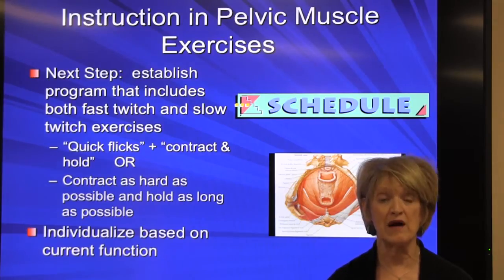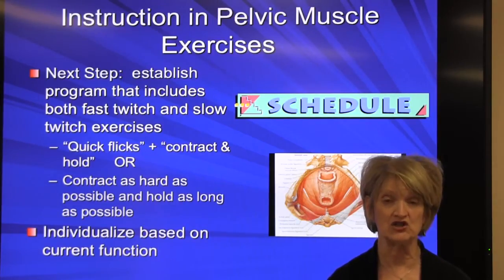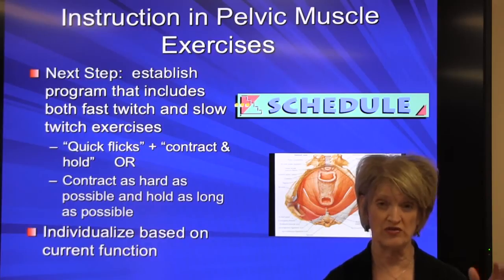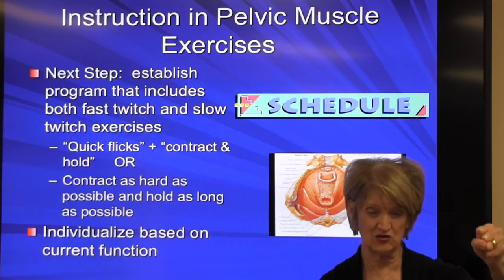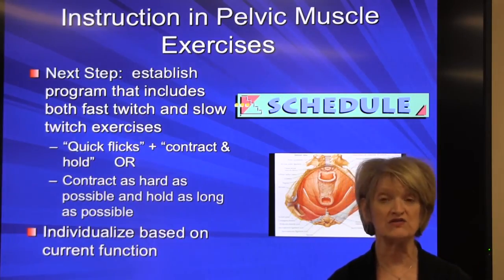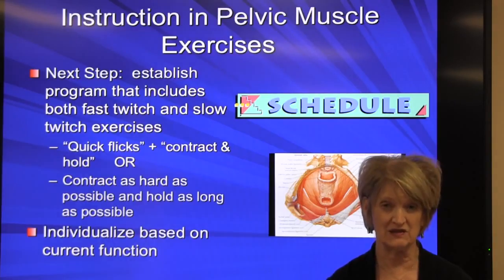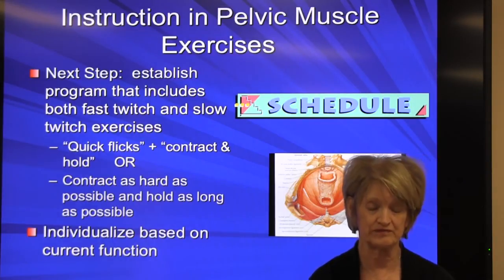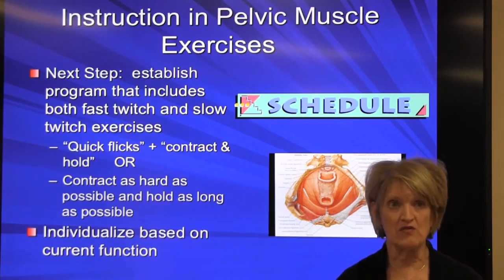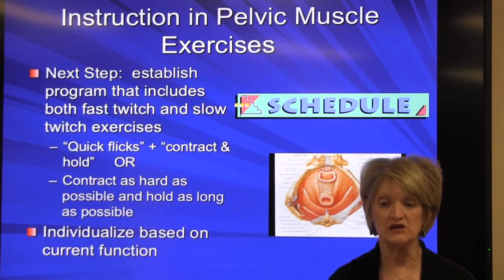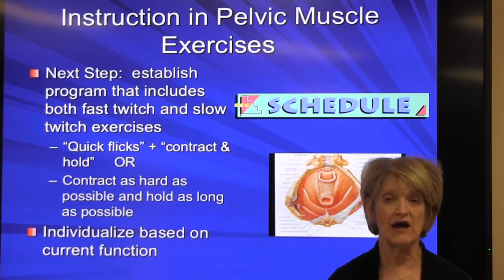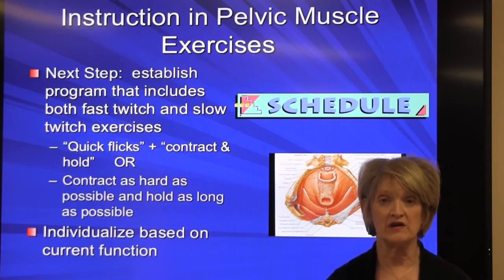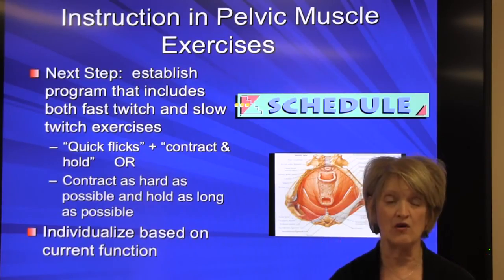Now remember that the pelvic floor includes both fast twitch and slow twitch fibers. Fast twitch fibers are the ones that allow you to rapidly increase urethral resistance to try to prevent leakage. Slow twitch fibers provide sustained resistance, so they provide you continence over time. There's a couple of ways to do this. Some clinicians use 2 different types of exercises, so they'll tell patients, okay, I want you to do 5 quick flicks, and I want you to do 10 sustained contractions.